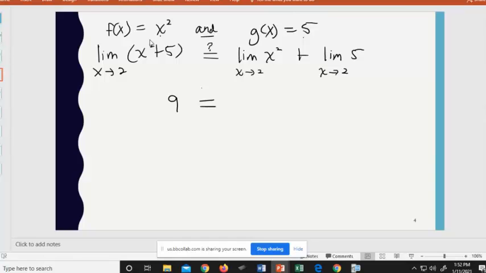Well, the sum of these two limits: the limit of x squared is 2 squared, so that's 4. The limit of 5 is 5, isn't it? Because that's a constant. So 4 plus 5, and those are equal to one another. That just shows in a simple example how those two expressions are equal. Same thing for subtraction. The sum and the difference laws are very similar to one another.